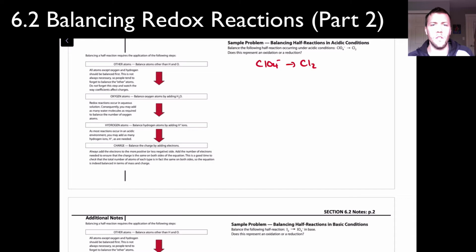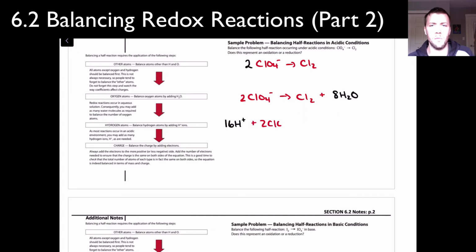Then I'm going to balance the chlorine atoms by putting a 2 in front of the perchlorate ion. Then I want to balance the oxygens. I have 8 oxygens on the reactant side, so I'm going to add 8 water molecules to the product side.